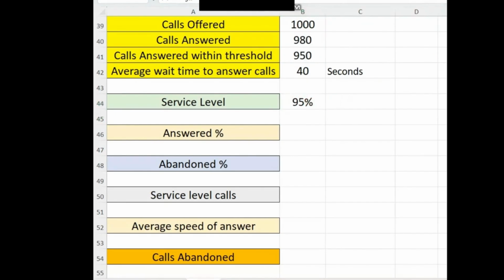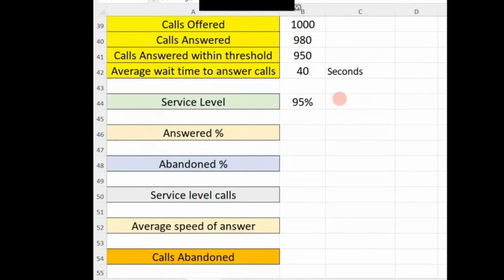If someone tells you that we also have abandoned calls, which we will find out later, then I'll tell you the second way to calculate the service level. After that, we move on to how to find out the answer percentage.